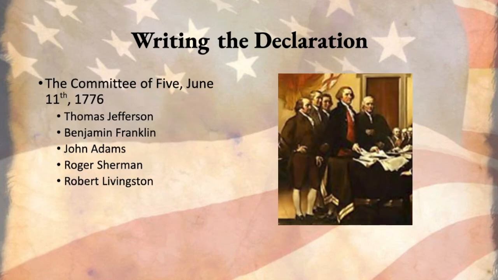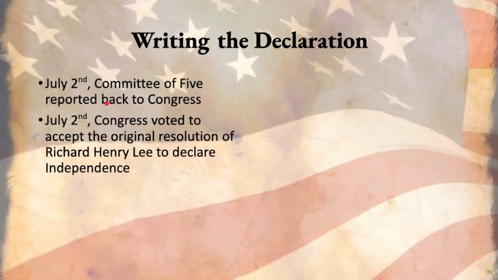So think about that. This is formed on June 11th. It takes about 3 weeks for him to write it. And on July 2nd, Congress voted to accept the resolution of Richard Henry Lee to declare independence. So if you think about this, July 2nd is actually when we declared independence. It's not when we ratified the full declaration, but it's when we actually declared independence. So every 4th of July, we are living a lie.